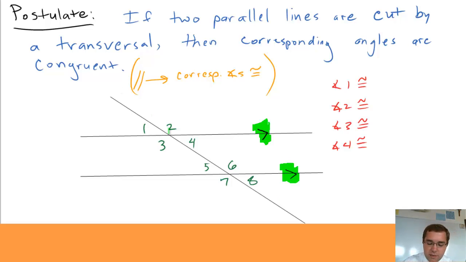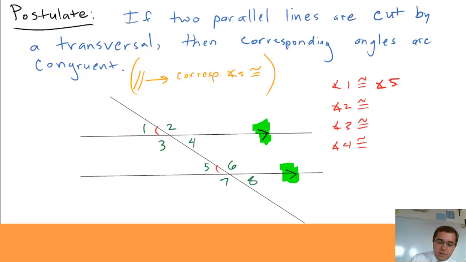And you see my transversal, and I've labeled all 8 of my angles, 1, 2, 3, 4, 5, 6, 7, and 8. So this postulate says corresponding angles are congruent. So one set of corresponding angles we have is angle 1 and angle 5. Those correspond because they're in the same relative position. They are above their line and to the left of the transversal. So this postulate says angle 1 is congruent to angle 5.